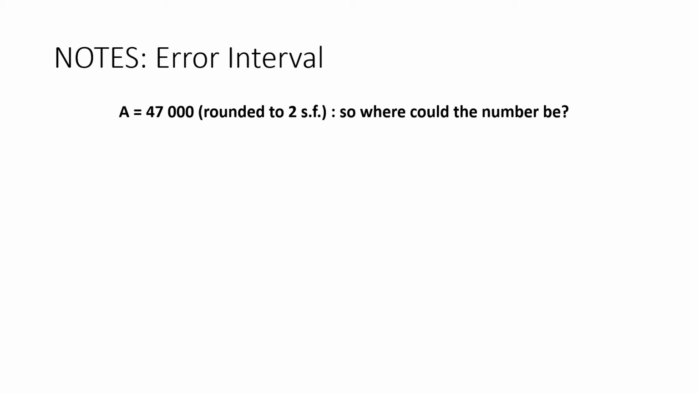How I would like you to do this work of finding the error interval, we're going to help ourselves with a number line. So first of all, on this number line, we're going to place the number 47,000. Now, if we have rounded to 2 significant figures, this means that on your number line, you would only have numbers that have 2 significant figures, which means that the number before 47,000 would be 46,000. And the number after 47,000 would therefore be 48,000.